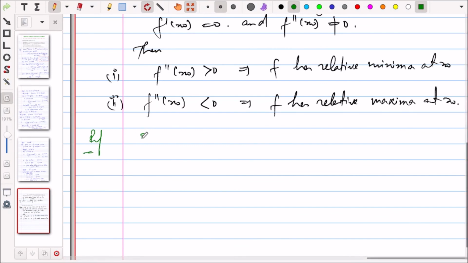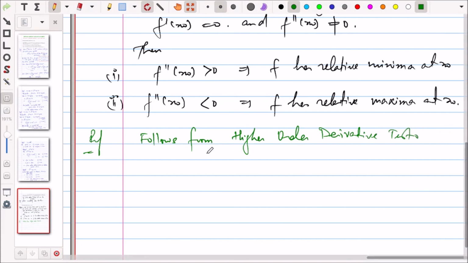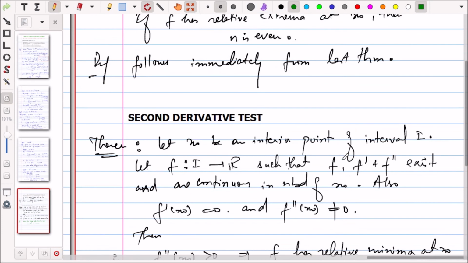The proof of this also follows from the higher order derivative test. It is the same, we have just rewritten it, giving a particular case of it when n is equal to 2. Is it fine, everyone? Any questions you want to ask? No, sir.